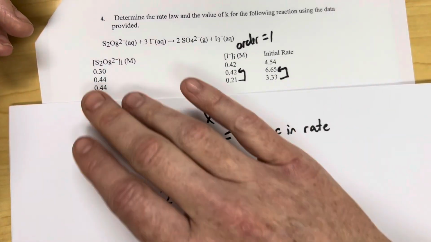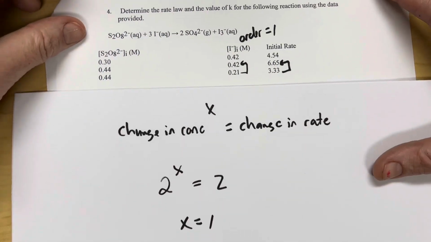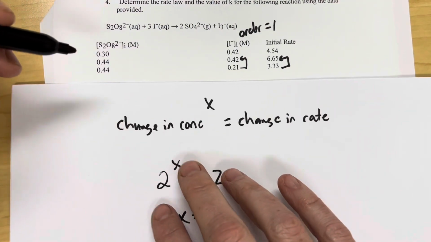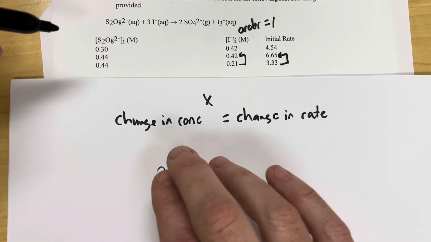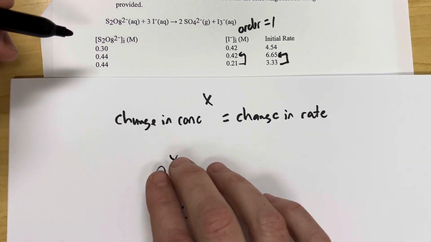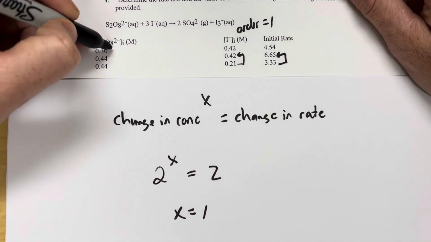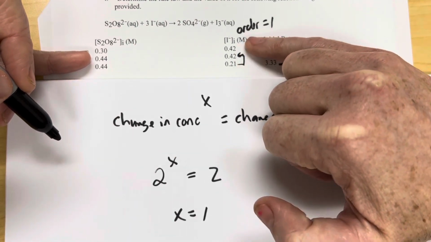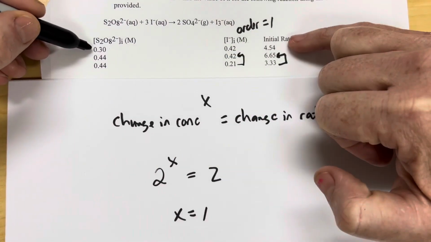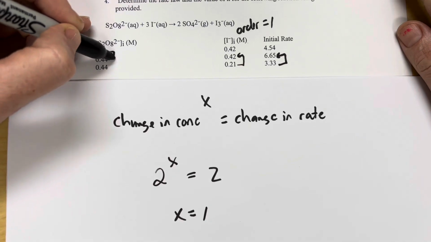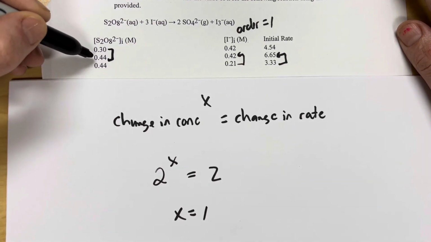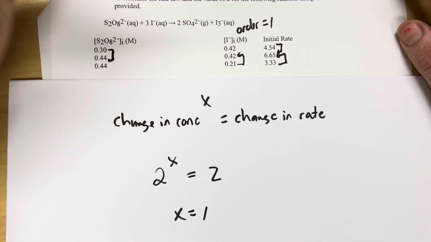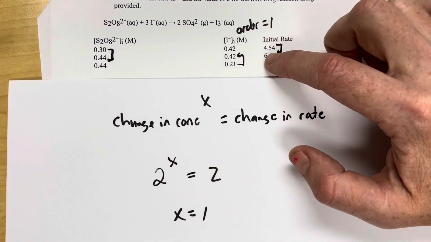All right, and then we move on to this one. We're always going to be using this idea. In fact, this is the idea we've been looking at the whole time. I don't think I've ever written it this way, and I think this might have really helped if I did, so I'm sorry if I haven't. But we're looking for where this one changed and this one did not. That looks to me like between the first one and the second one. So here I went from 0.3 to 0.44, and the rate changed from a 4.54 to a 6.65.